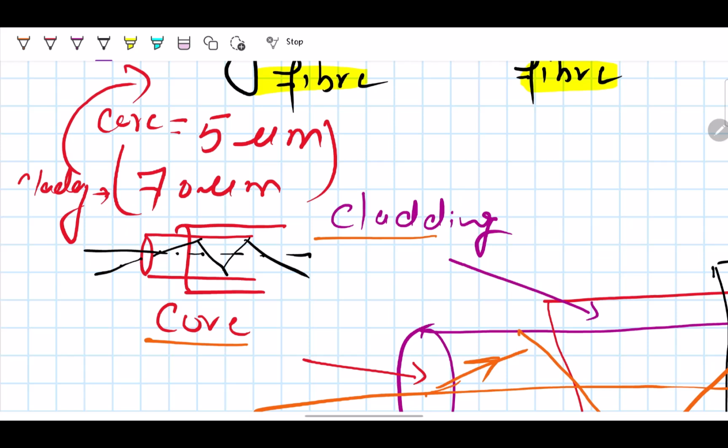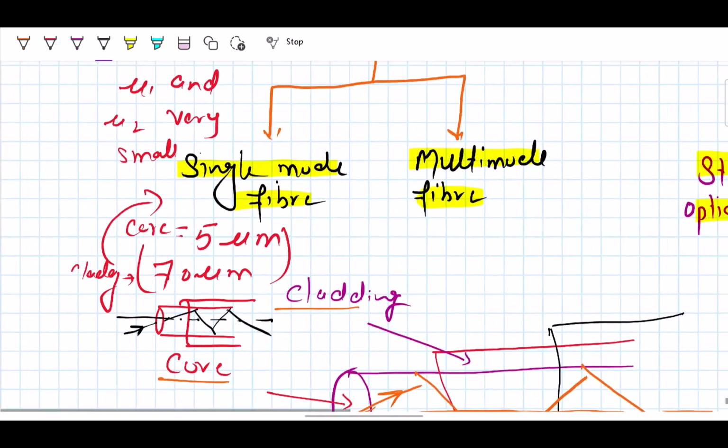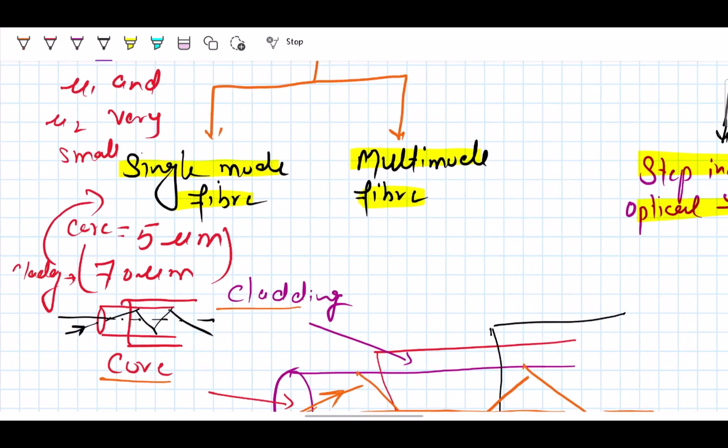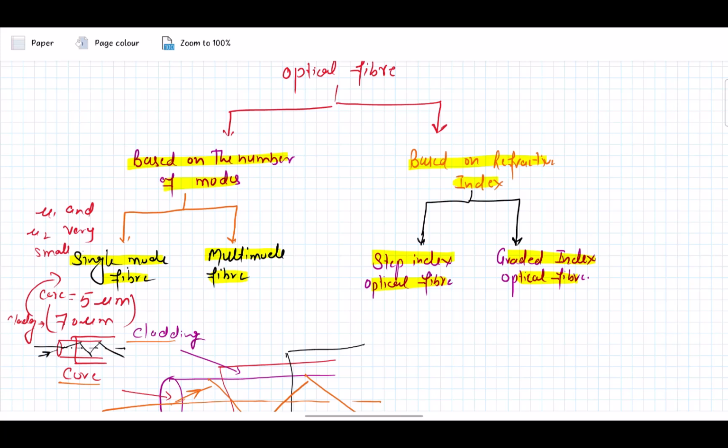Single mode, only one ray of light can propagate through this optical fiber. So you can draw this diagram when you are writing the answer for the single mode optical fiber, right? Now let's talk about the multi-mode optical fiber.